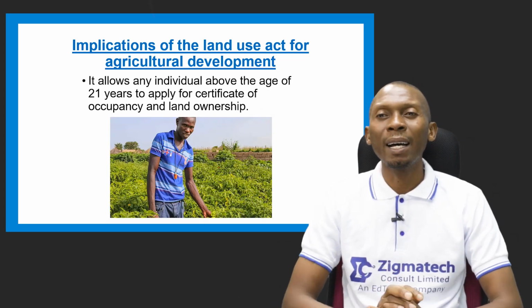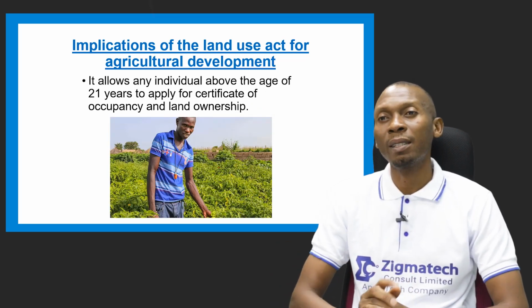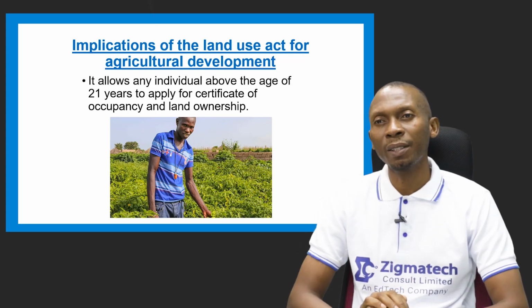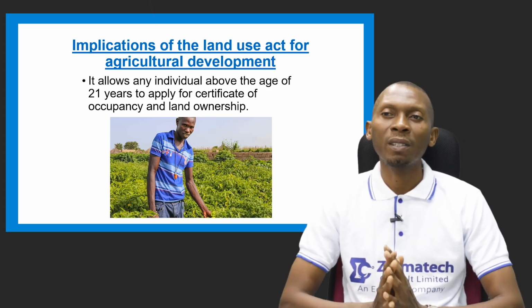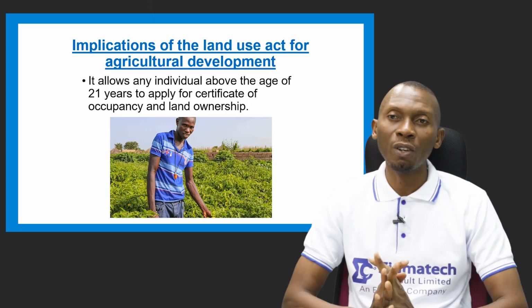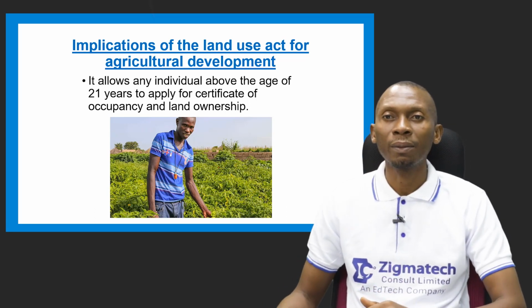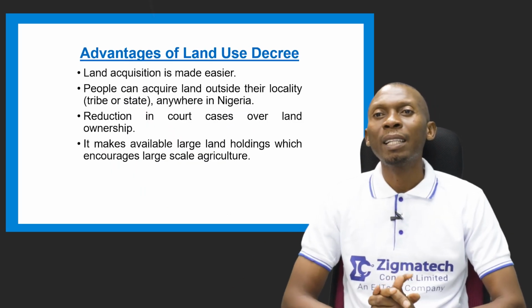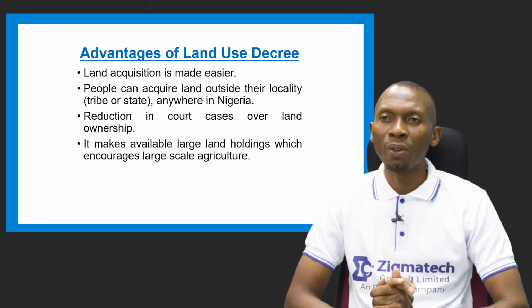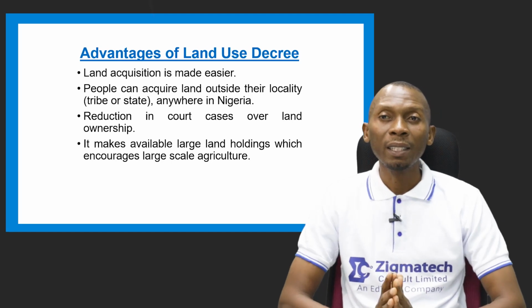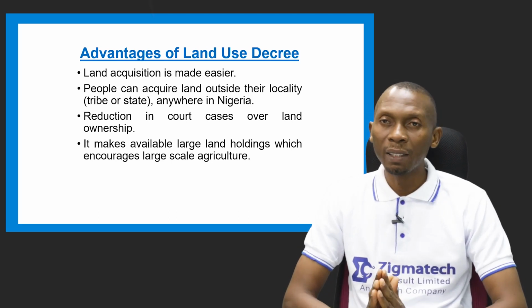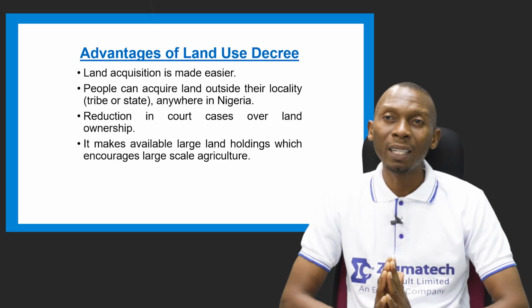It also allows any individual above the age of 21 years to apply for the certificate of occupancy, which is C of O, and also land ownership, and also to own lands. Let's look at the advantages of the land use decree. It has its advantages and it also has its disadvantages. So we'll start by looking at its advantages.